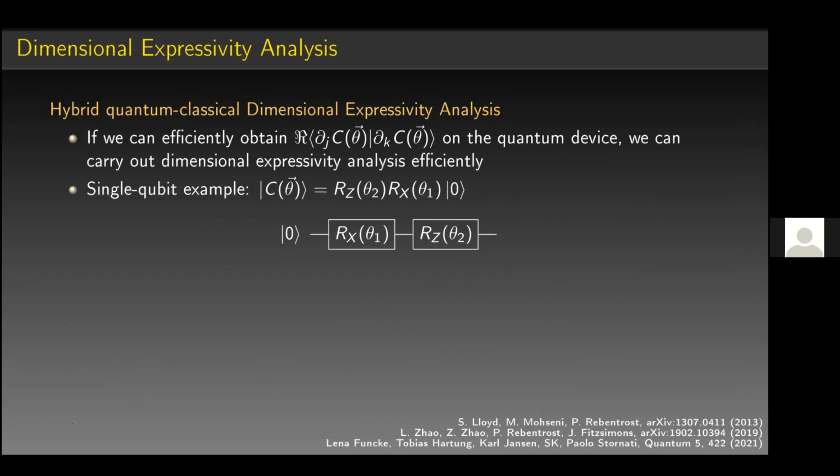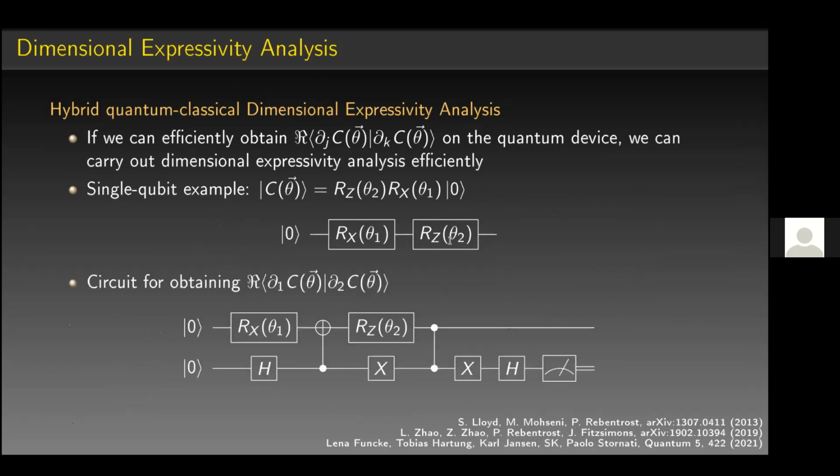So I just want to show you a very simple example. Take this simple circuit with two rotations only, Rx, Rz. Now, if we want to check if the second parameter is redundant, we would have to compute the real part of this overlap, and the circuit for doing this is given here. So what we have to do is introduce an ancilla qubit, and then basically on top, you see the original circuit up to two additional gates that are coming from the derivatives, as I've shown before.